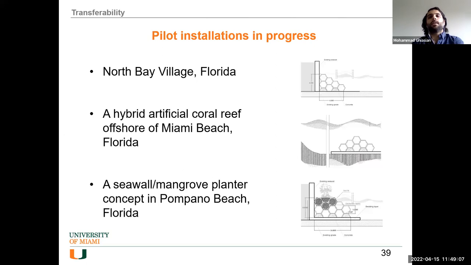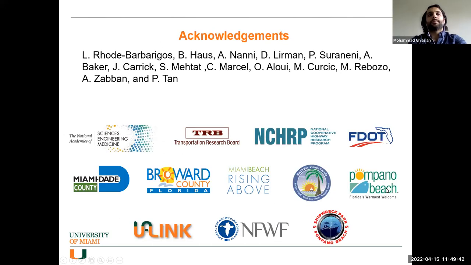We're using the idea of the sea hive, adding perforation and complexity to the structures as submerged reef structures in Miami Beach, as reef structures in front of the existing seawall, basically reducing the erosion here and reducing the wave energy. And also another project, Pompano Beach, in order to not only reduce the wave energy, but also add vegetation cover in order to be more biocompatible in terms of the coastal infrastructure.